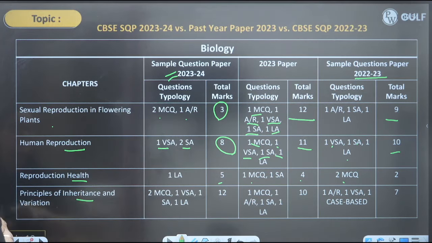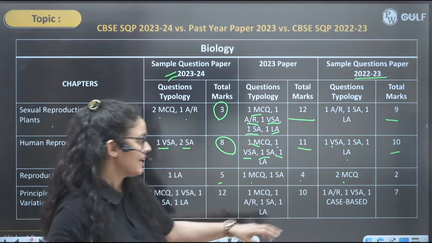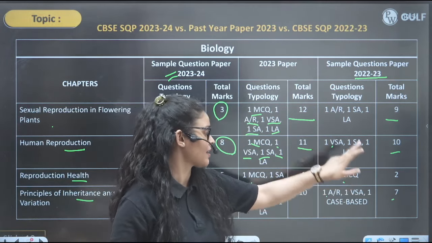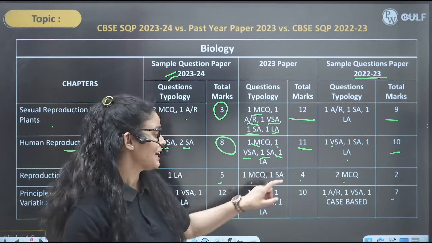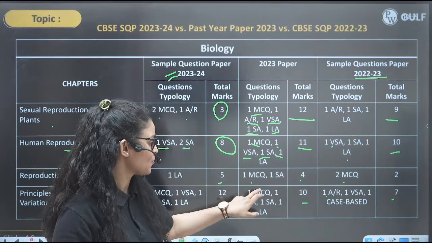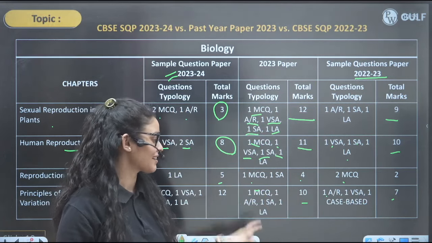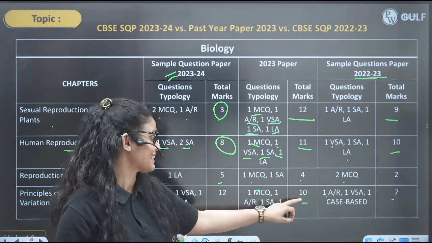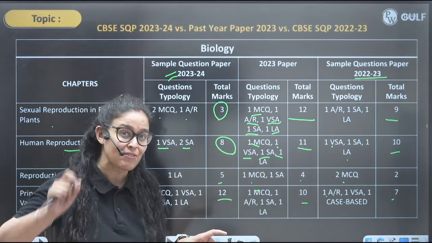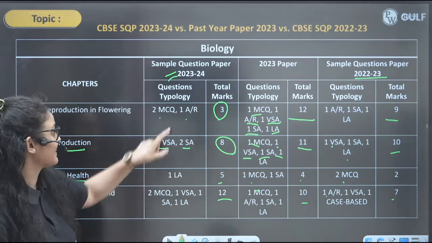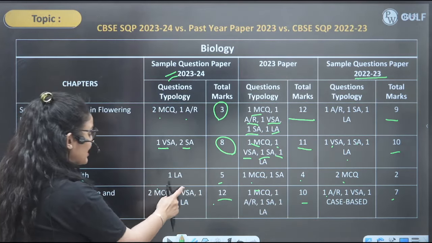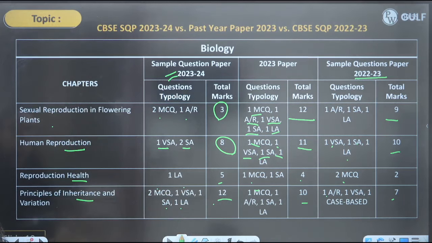Next, principles of inheritance and variation. In 22 they asked 7 marks: 1 assertion reason, 1 very short answer, 1 case-based study question. In 2023 total marks were 10: 1 MCQ, 1 assertion reason, 1 short answer, 1 long answer. This time they have increased the questions from principles of inheritance in sample papers, asking 12 marks: 2 MCQ, 1 very short, 1 short and 1 long answer type.